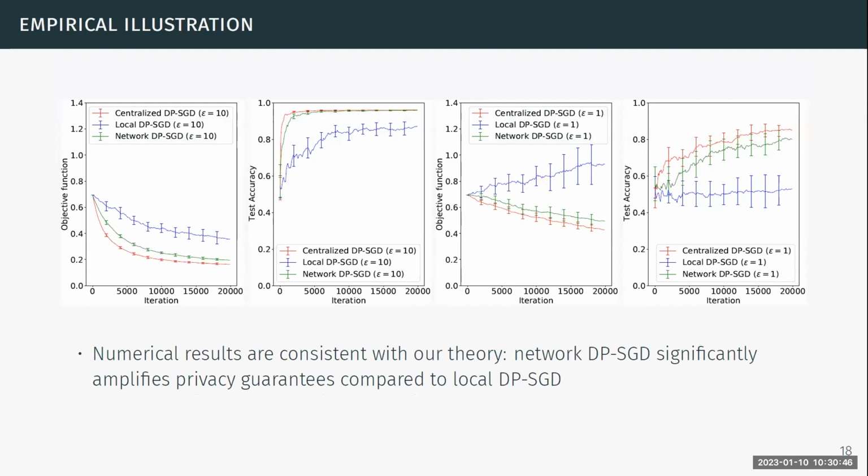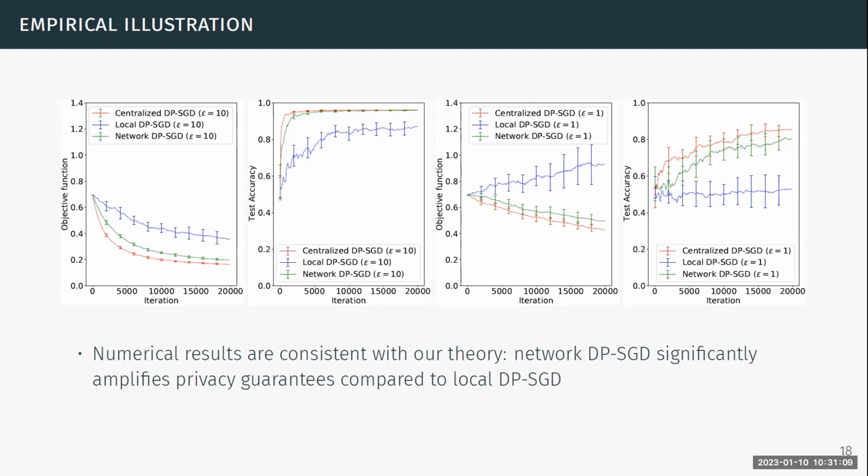So this is a little bit what happens empirically. We verified that this works quite well. This is showing the number of iterations of SGD and the objective function, so you want this to decrease. The red one is centralized DP, so if I have a trusted curator, which is unrealistic, but we were trying to get as close as possible to that.